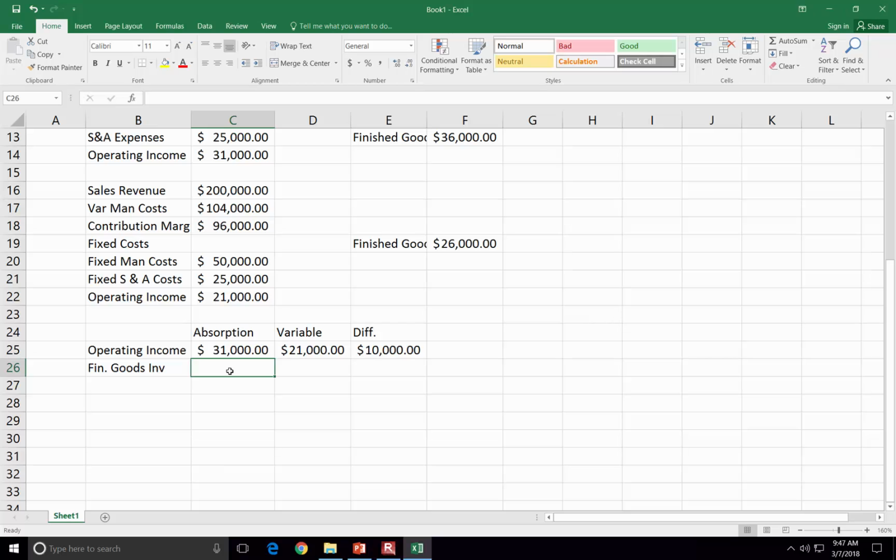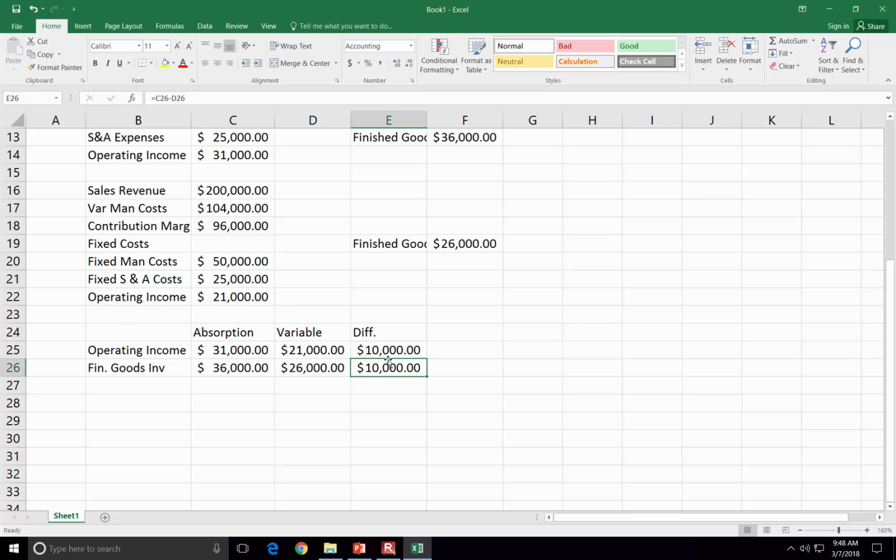My finished goods inventory under absorption was $36,000. And under variable, it was $26,000. So my difference is $10,000. So when it says reconcile the difference, we recognize that the difference between the inventories is still $10,000. And what is that $10,000? It's the amount that was charged as a period expense right here.